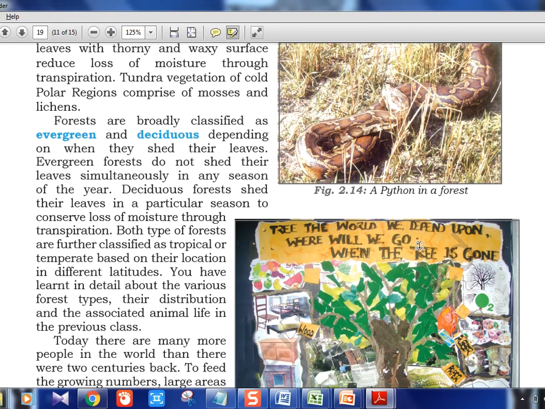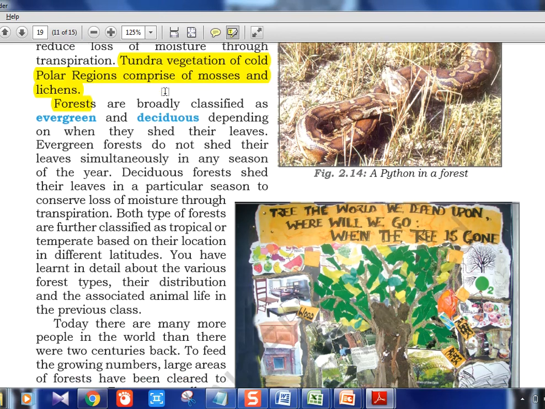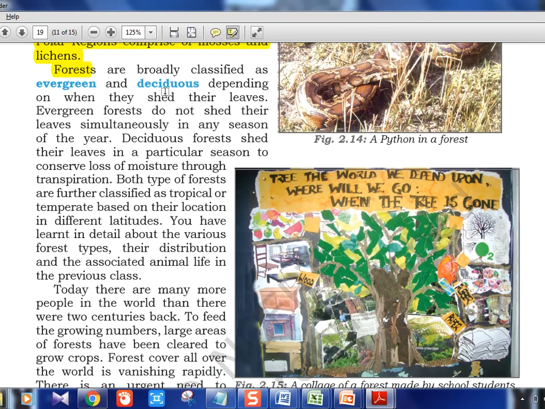Python in the forest. Tundra vegetation is cold. Tundra is the ultimate climate, near the poles, and it will have only mosses and lichens. Taiga is also called boreal forest, a different name, and it will have a lot of coniferous trees. But tundra is the ultimate one, where there is very little vegetation.